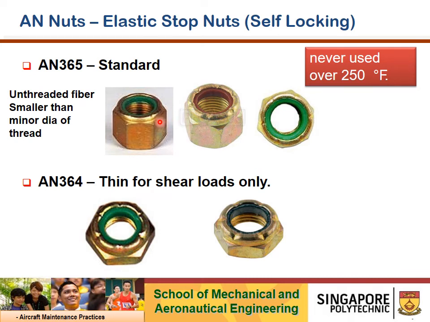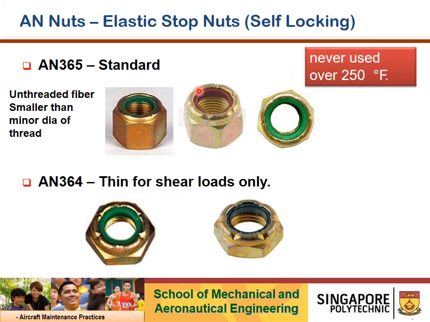AN nuts, elastic stop nut, self-locking. As mentioned, this is a low temperature application nut. It's a self-locking nut, AN365 and AN364. The main difference is the thickness of the nut. So the AN364 is thin and is meant for shear loads.